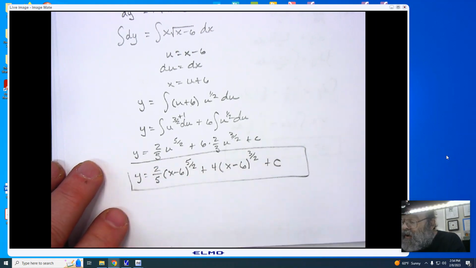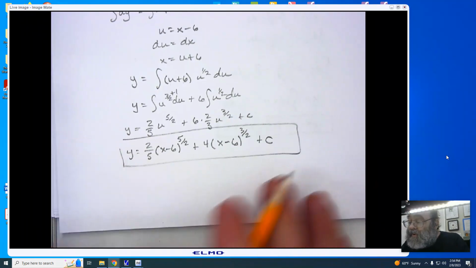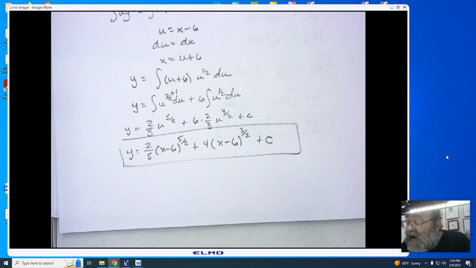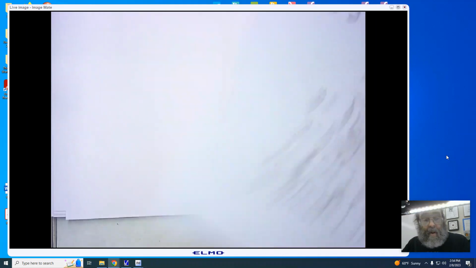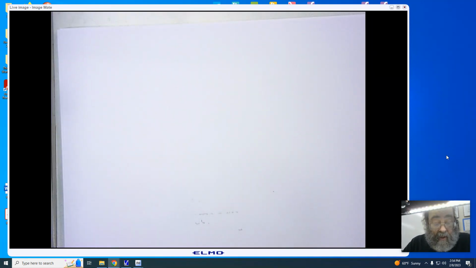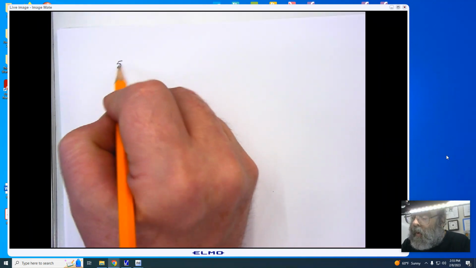Alrighty, there's our answer to number 49. Y equals 2/5 x minus 6 to the 5/2 power plus 4 times x minus 6 to the 3/2 power plus c. This now brings us to number 51. This is the last one before we move on to Euler's method, and that'll bring us to number 73 through 78.